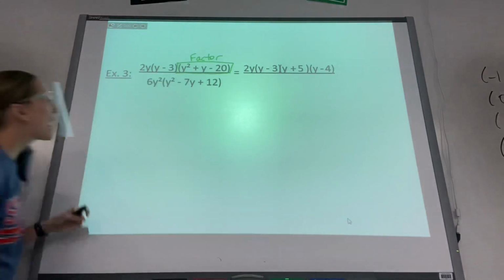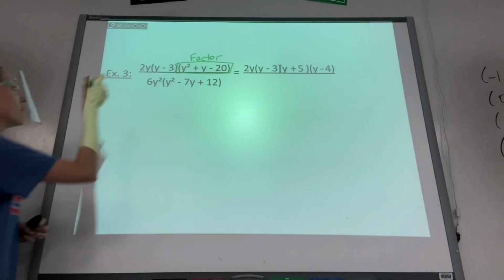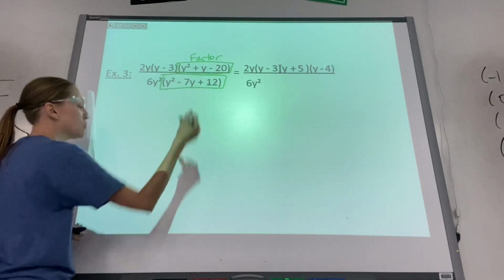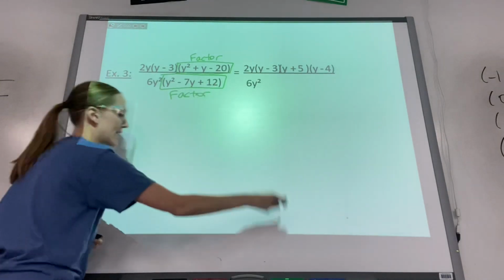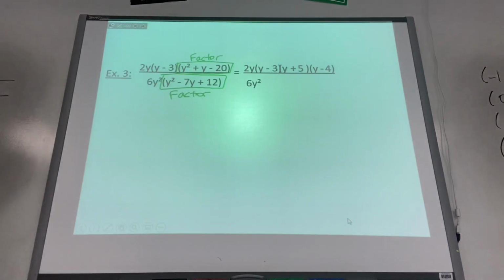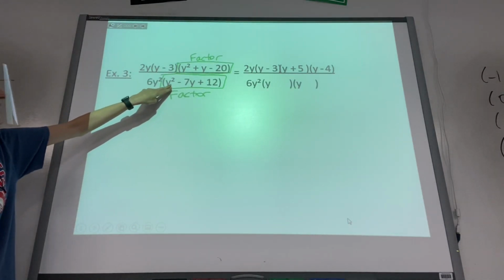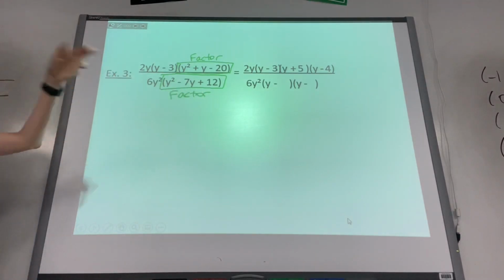Okie dokie, and I'm looking on the bottom now. 6y squared is already kind of pulled out front there, so I'll probably leave the 6y squared, but after that, this can be factored too. This is more nice factoring. Actually, on this one though, both signs are going to be negative.